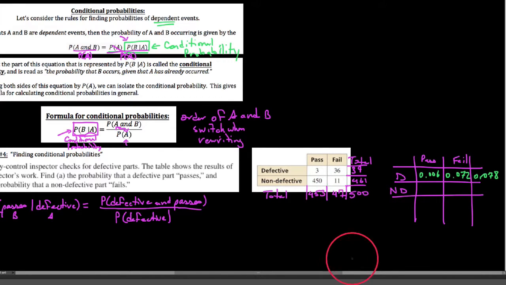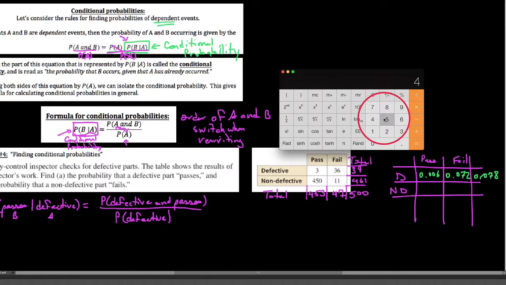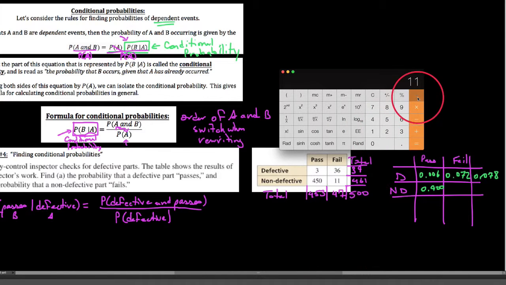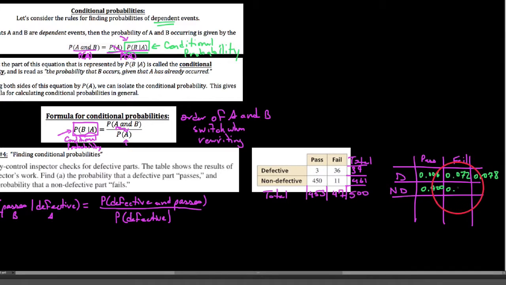So taking 450 now divided by 500, we would get 0.9, okay, 0.9 or 0.900, I suppose. And if we were to take 11 divided by 500, we would get 0.022. So 0.022. Now we're going to take that 0.022 plus this 0.900, which should be 0.922. But one thing I know is that when I add this vertically here, it should add up to 100% of our stuff.